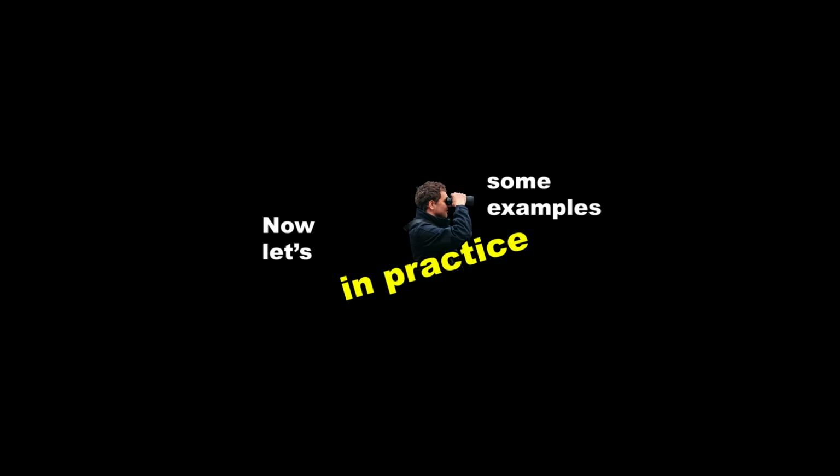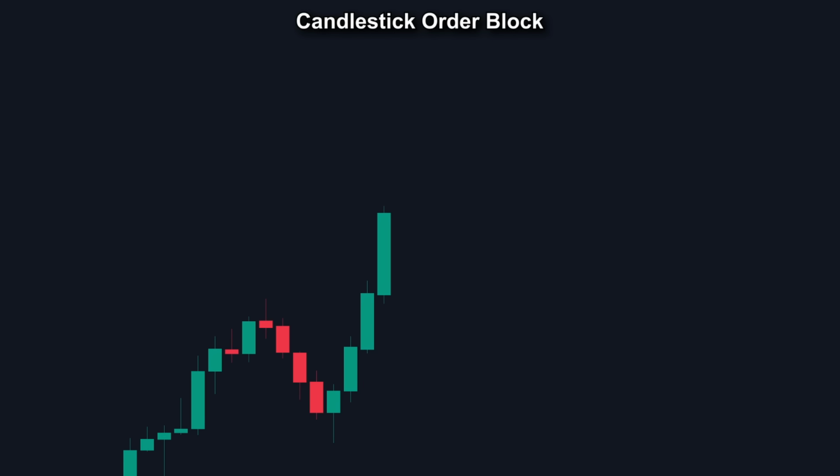Now let's look at some examples so you can see exactly how this works in practice. Look at this sequence of candles. The market was bearish, then we get this bullish candle right before 3 strong green candles push price higher. That candle dips below the previous candle's low. It sweeps liquidity. Good start.